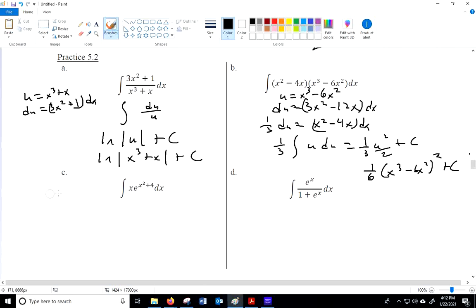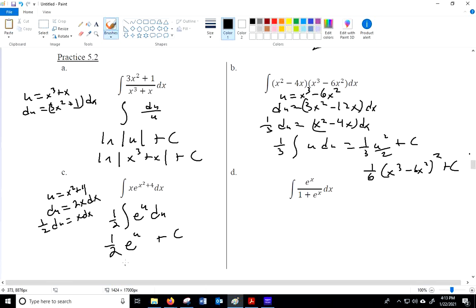I'm going to let u equal x squared plus 4. So then du is equal to 2x dx. I'll divide both sides by 2, so I get 1/2 du equals x dx. So this becomes the integral of, well, pull the 1/2 out in front. x dx becomes your du, so this is just e to the u du. And the integral of e to the u is e to the u plus c. So replacing, we have 1/2 e to the x squared plus 4 plus c. All right, let's try the next one.